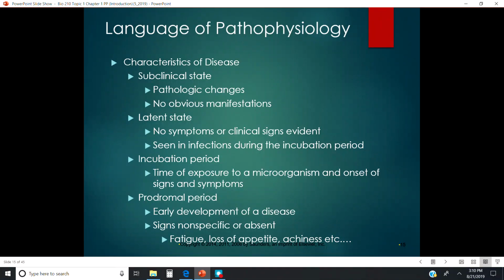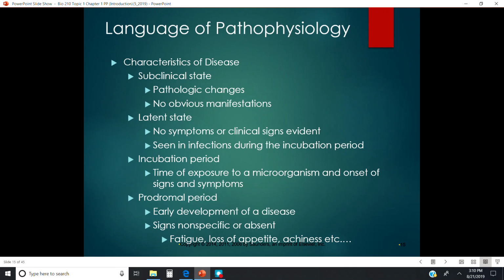A good example would be somebody that has kidney damage. Right, the kidneys have the ability to really take on a lot of damage before you start to become symptomatic. All right, so we would say this person is in a subclinical state, right? They're having a pathology. It's not that there's nothing happening, but they're not really showing any specific signs or symptoms yet.